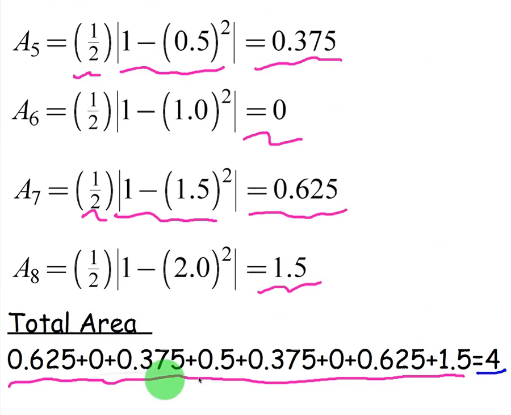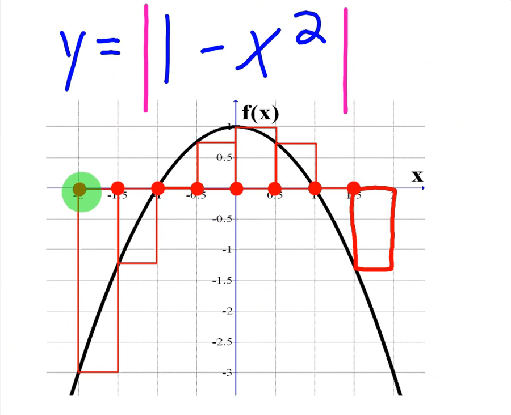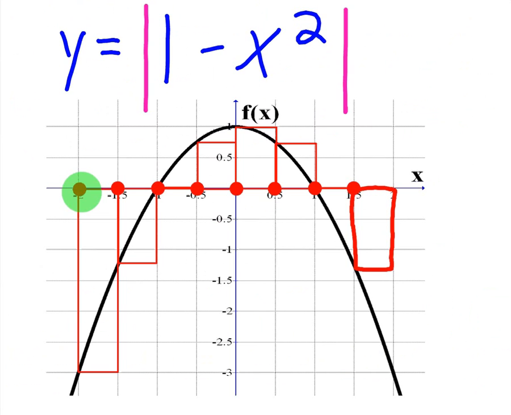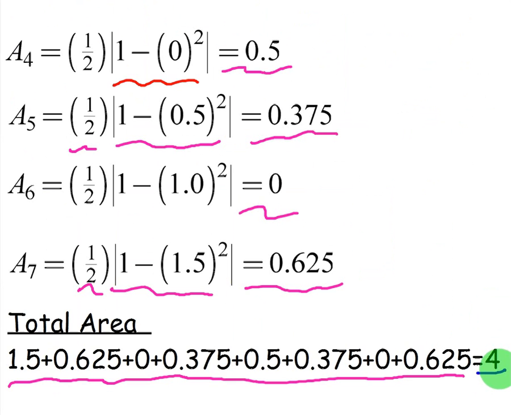So the total area, if we add up all of those rectangles, we're going to get 4 again, which is exactly the same thing we got for left point. Now that usually doesn't happen. Part of that has to do with the fact that this graph is symmetrical. But I'm glad I did it that way because left point and right point really don't have an advantage on each other unless you're talking about a particular graph. In general, they're going to give you about the same amount of accuracy.